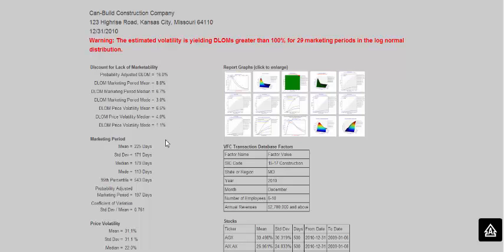The next section on the left provides marketing period statistics. The average marketing period that we have crafted is 225 days. There's a standard deviation of 171 days. We learned that CanBuild has a 50% probability of selling within 179 days, and that the peak period of sale expectation occurs at 113 days. We also learned that there's a 5% chance that CanBuild will sell in a time period that is greater than 543 days. CanBuild has a probability adjusted marketing period of 197 days.